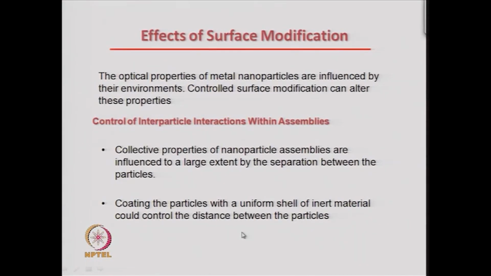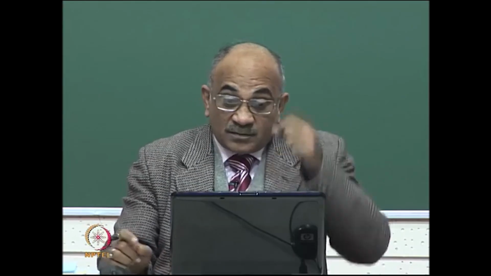So, you can control interactions by controlling the distance, by keeping the particles at different distances chemically or physically, or by introducing shells around the particles with particular shell thicknesses, which will allow one to keep the particles at specific distances and hence control the surface plasmon.